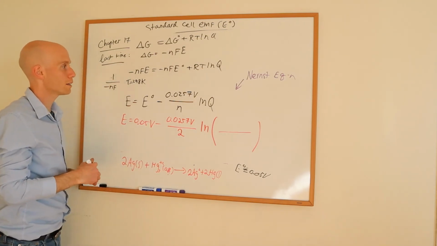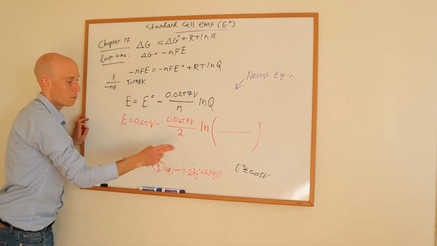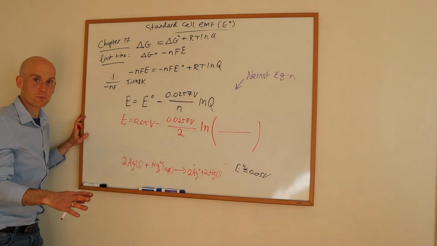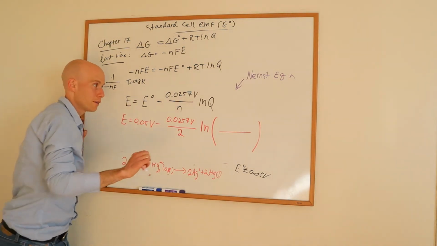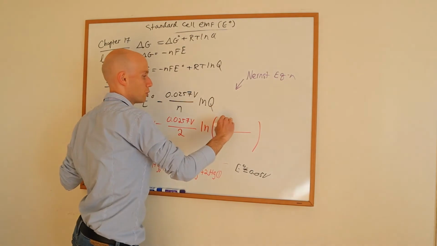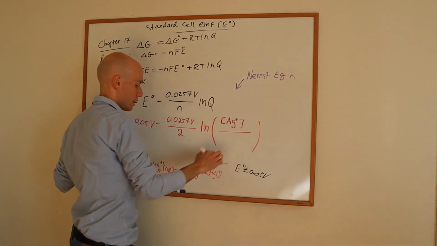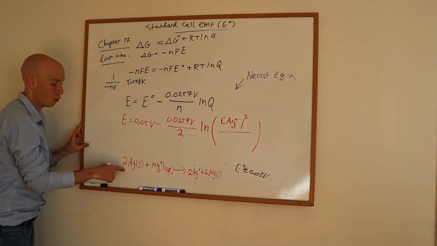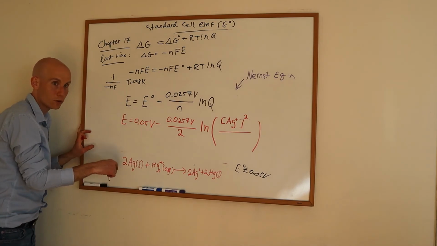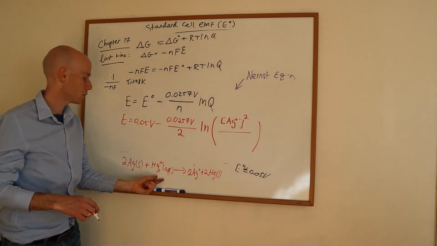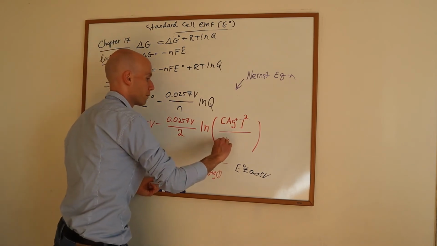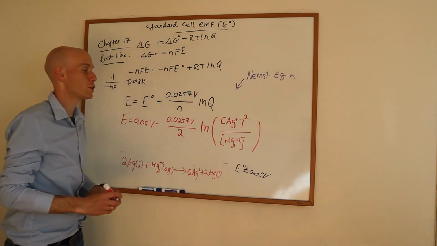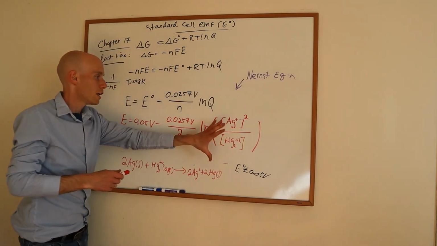So products over reactants, I look here at my equation. My products are silver, which is aqueous, and mercury, which is a liquid. Liquids get omitted, right? So I only include the silver, so it will be Ag+. The coefficient for silver is 2, so it should be squared. On the reactant side, I don't include the solid. I don't include solids and liquids, only gaseous and aqueous species. And I have Hg2+, which is raised to the first power, so I don't put anything. So that's what that looks like.